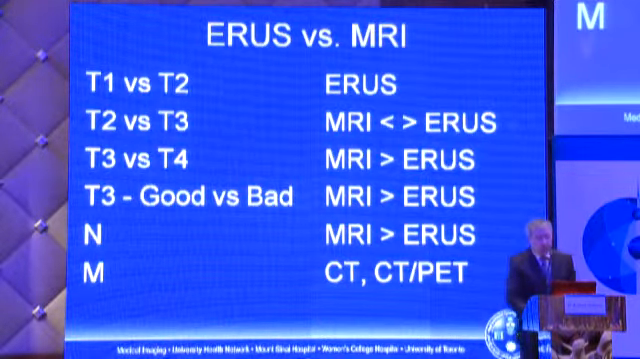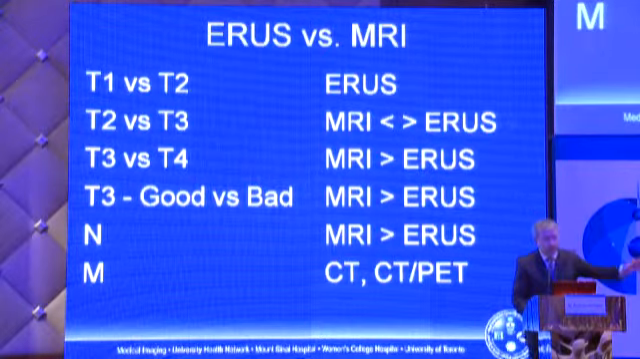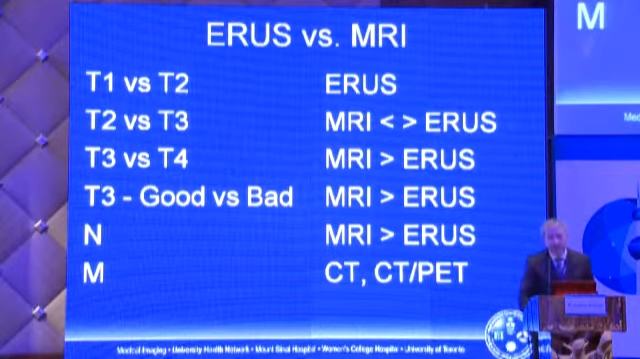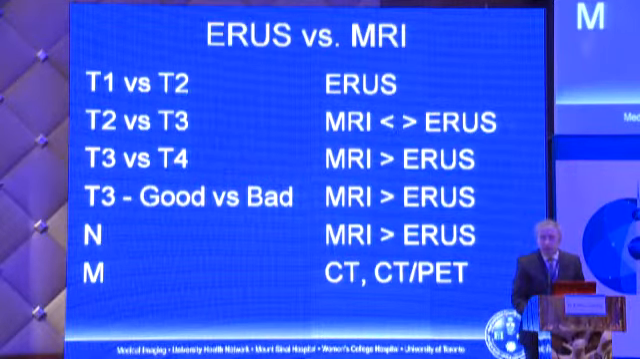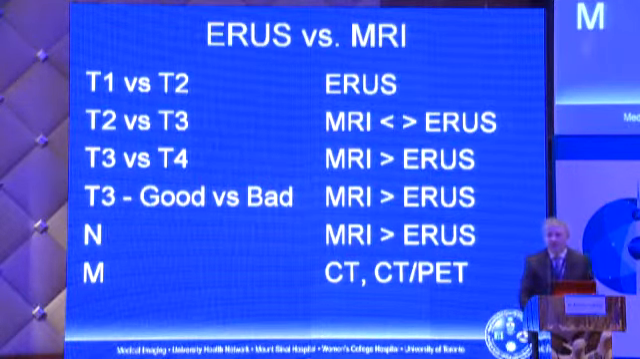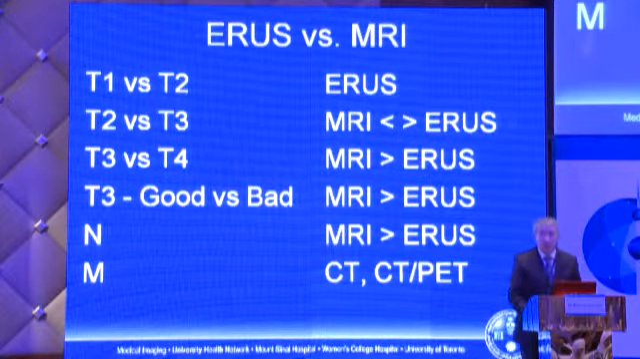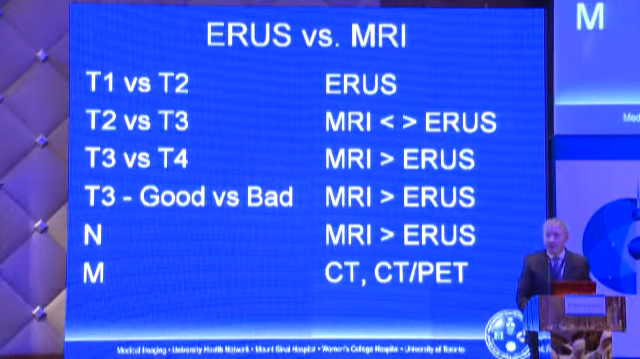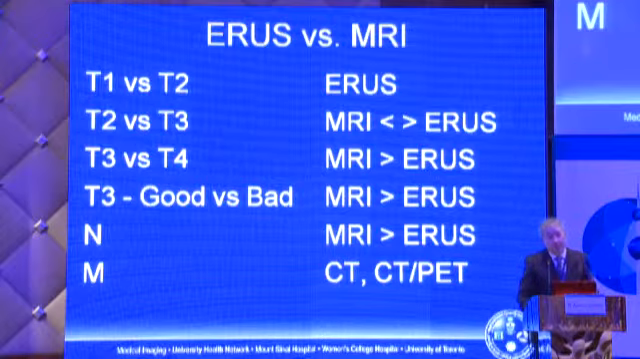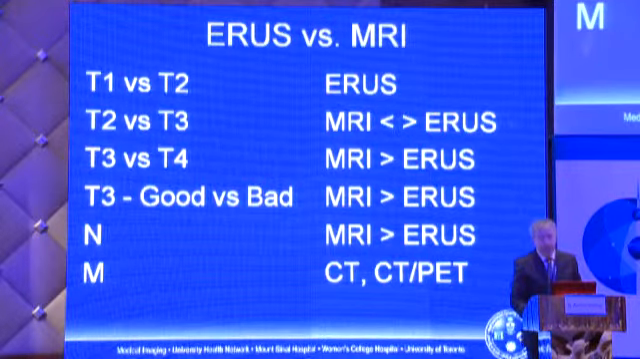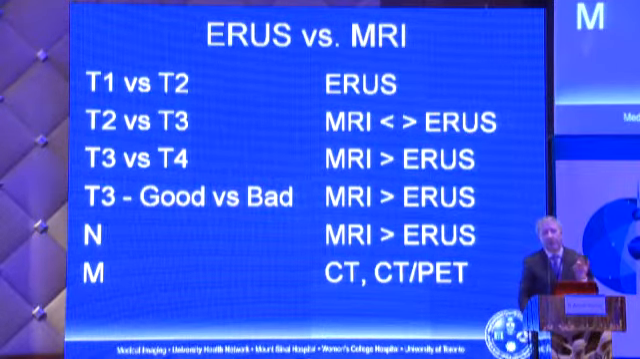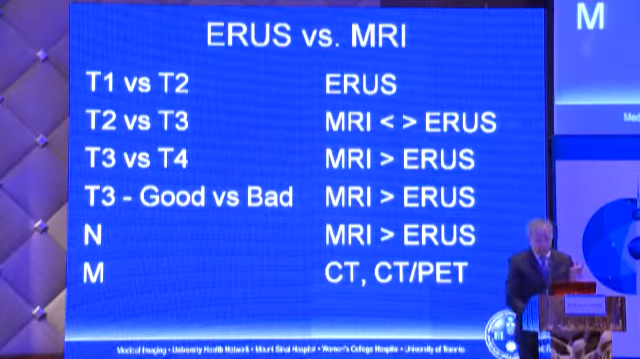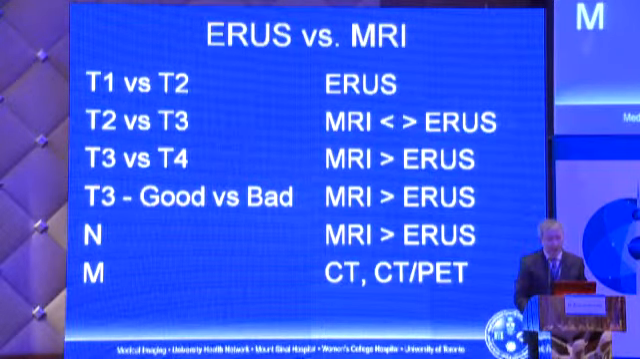So a little discussion, endorectal ultrasound versus MRI, T1 versus T2 disease. Our surgeons will still ask for endorectal ultrasound. Remember, T1 disease is transanal excision, T2 disease, anterior resection or abdominoperineal resection. So our surgeons feel that endorectal ultrasound still has the advantage there.